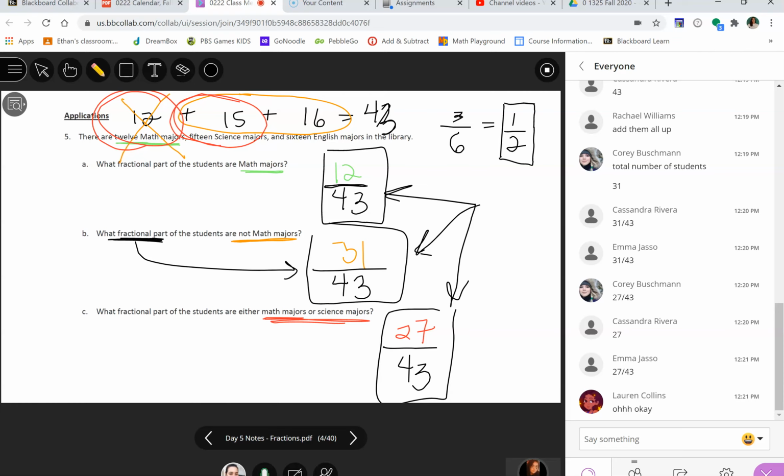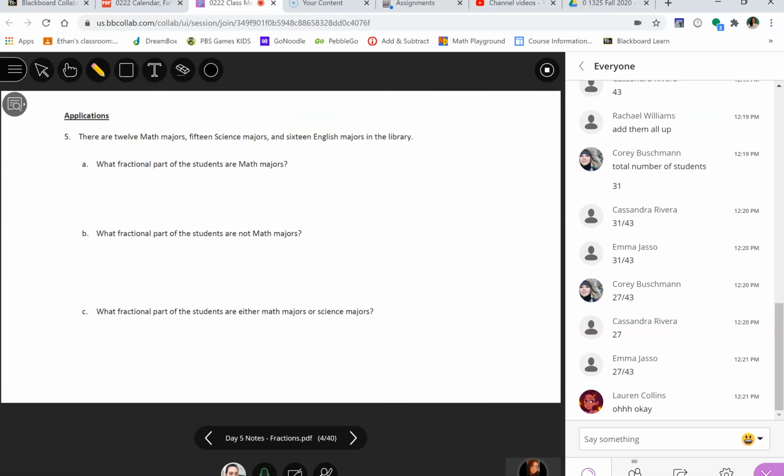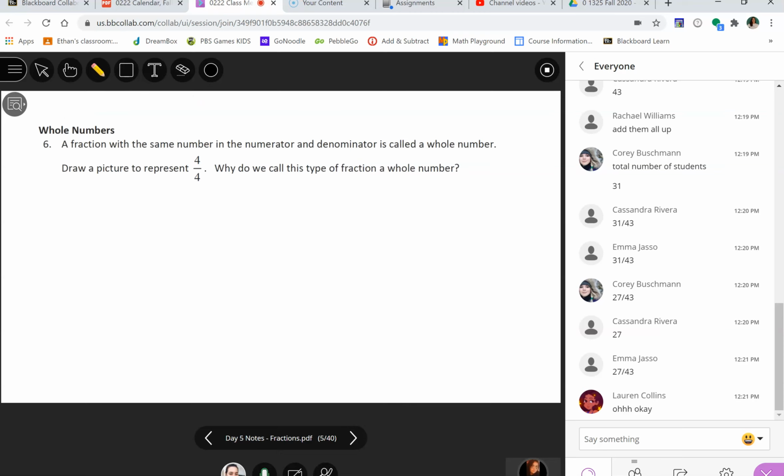Okay, so you'll see some problems like this on your homework where you're just going to have to read through and figure out what is the fraction representing, what's the part, what's the whole. Read really carefully because they might throw words like not in there. That always gets students.